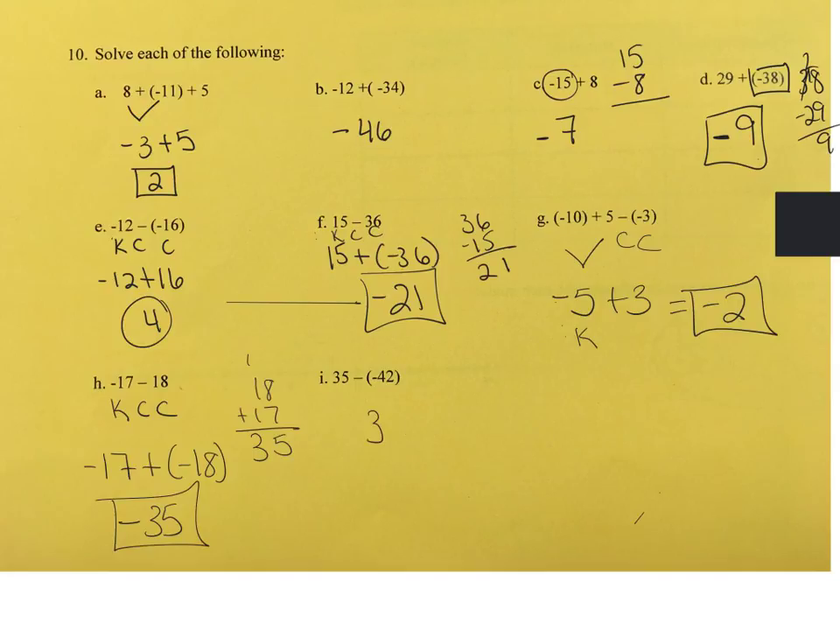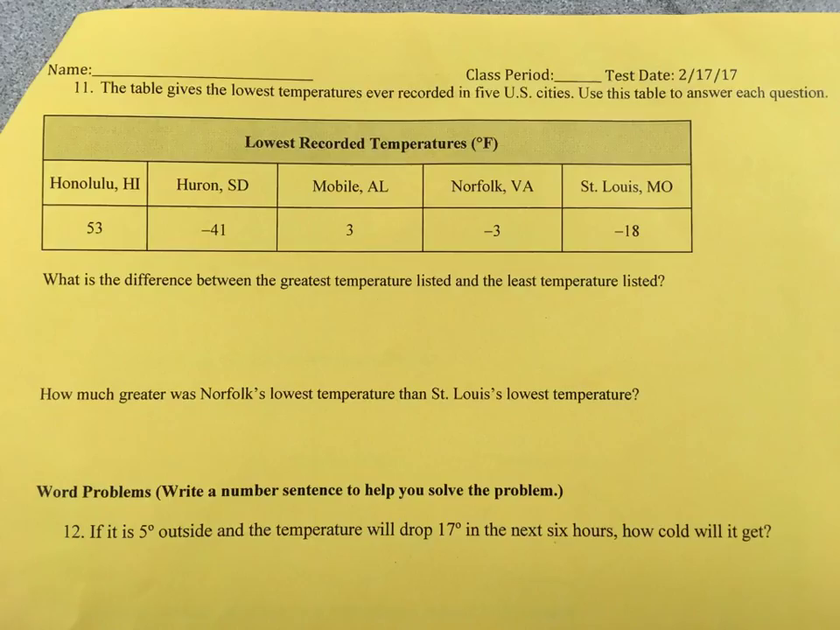Okay, keep, change. Add, now it's a positive 42, so we're just straight adding. So that'll give me a 77 as my final answer.